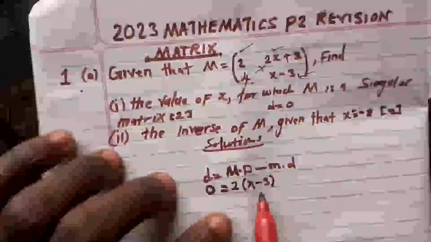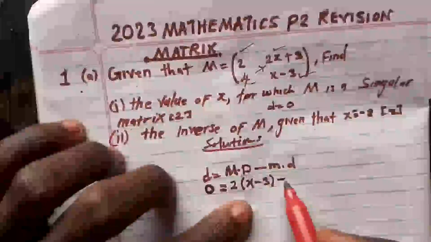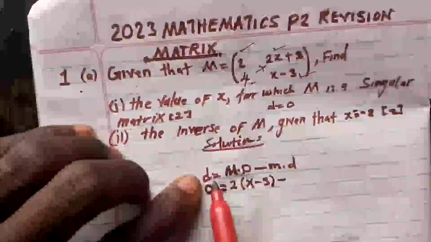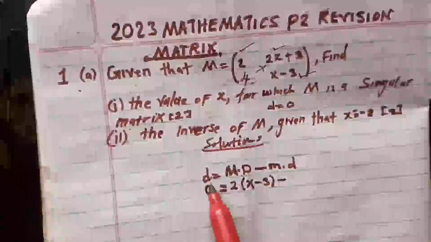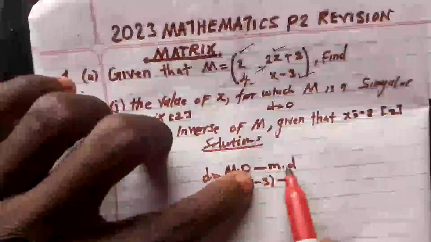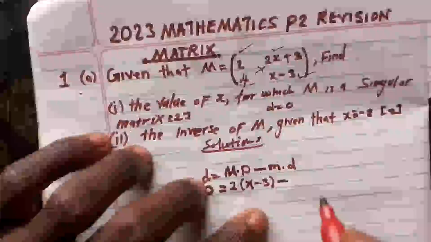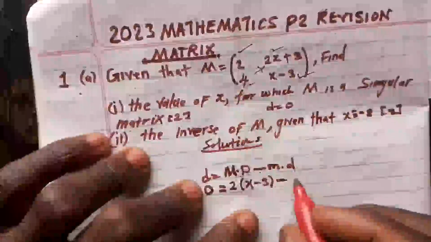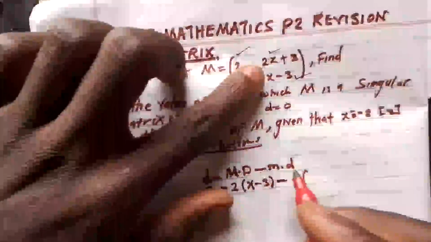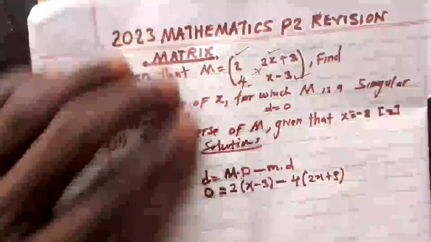I hope you have understood this part. Then here I'm going to put negative. This negative is coming from the formula: when you want to find the determinant, you need to say major diagonal minus minor diagonal. So I'm going to say this 4, then open bracket, 2x plus 3, then close.